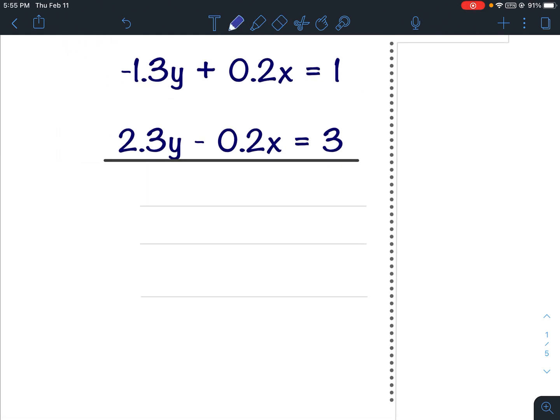Okay, now I am ready to cancel my opposites, eliminate the variable term x. Negative 1.3y plus 2.3y is 1y. I don't need the positive 1, so I just put a y. And 1 plus 3 would be 4. So y equals 4.